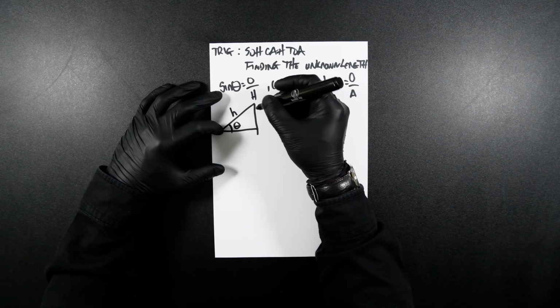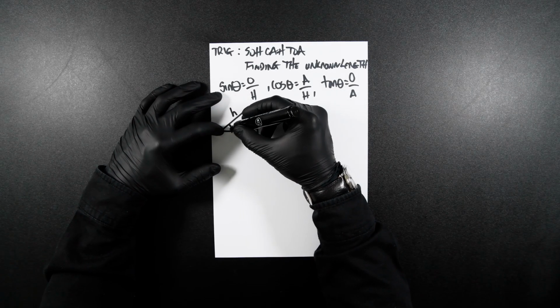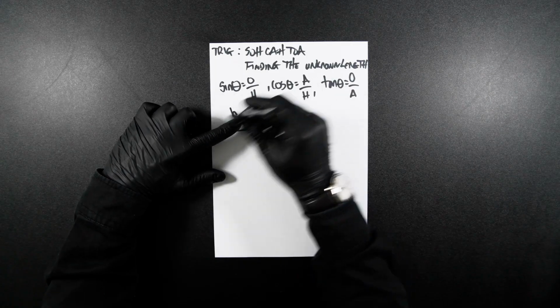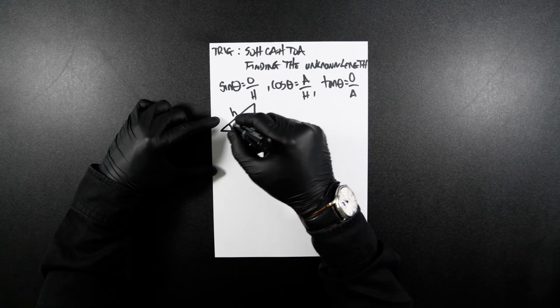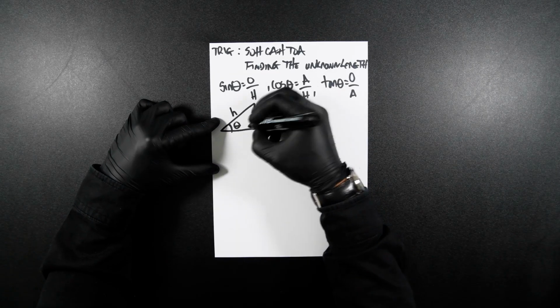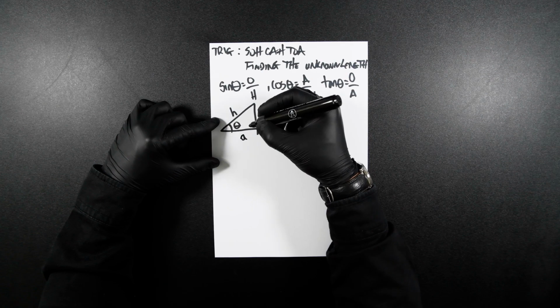The opposite is whatever is opposite the angle. If you think about the angle looking out, it's looking at this. It's not looking there. It's not looking there. Its eyes are looking at this line. So that's the opposite. And then this will be the adjacent.